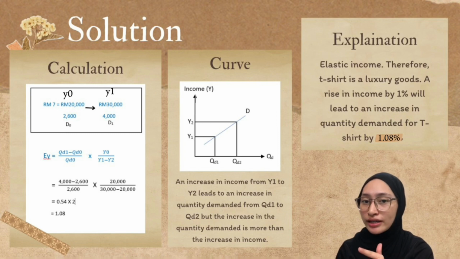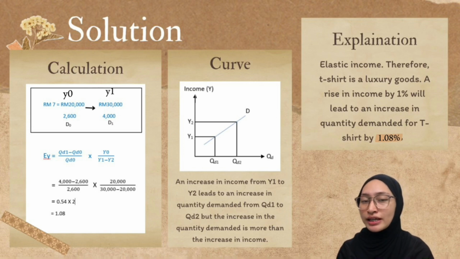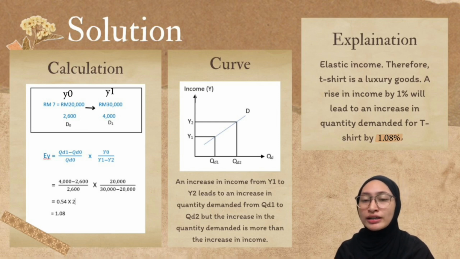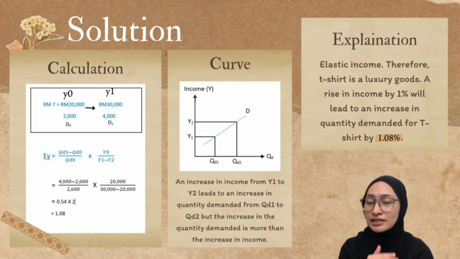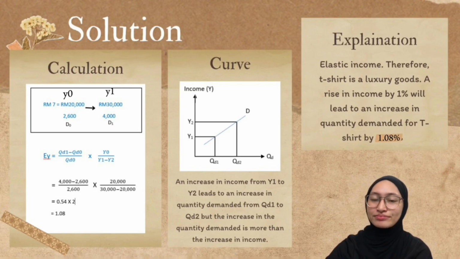income elasticity of demand. To see more, we can refer to the curve, which shows an increase in income from Y0 to Y1 leads to an increase in quantity demand QD0 to QD1. But the increase in quantity demand is more than the increase in income. Hence, we know this is based on elastic income. Therefore, t-shirt is a luxury good. A rise in income by 1% will lead to an increase in quantity demand for t-shirt by 1.08%. That's all from me. Thank you.